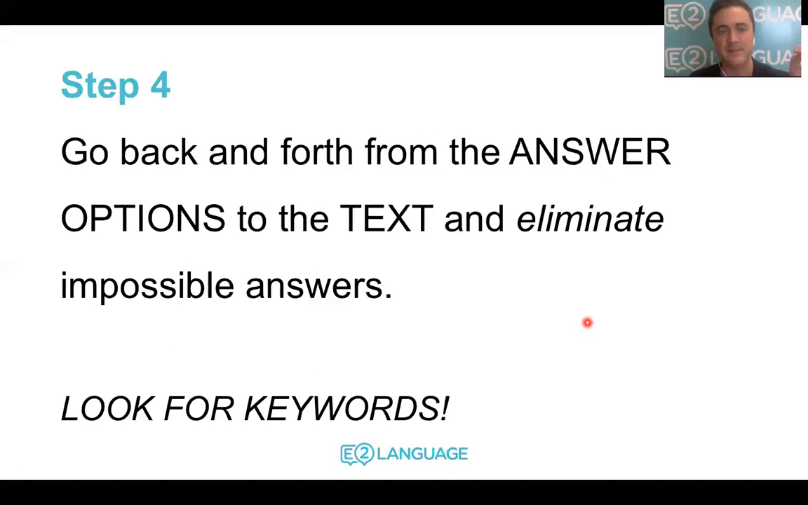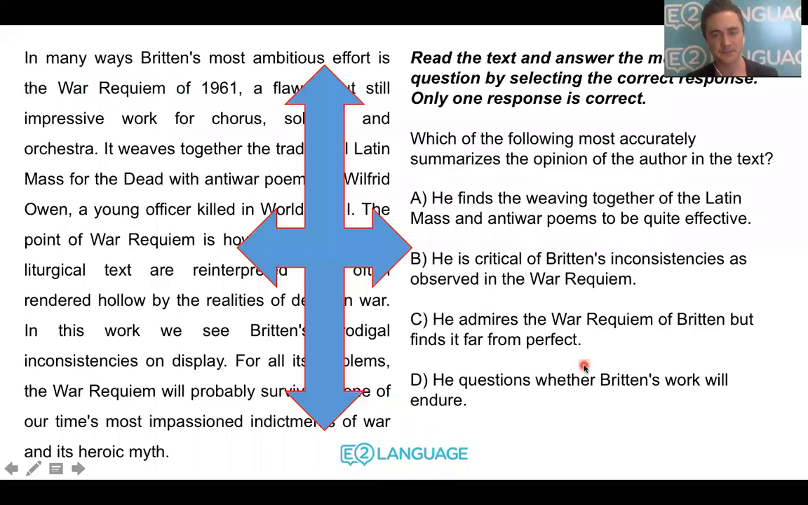That leads us to step 4, and this is critical. You need to go back and forth from the answer options to the text, and you need to start eliminating impossible answers. You need to start saying, that can't be right, that can't be right, that can't be right, that one is the only one left, and that is right. Okay, this is the safest way to answer these questions. And so we need to look for keywords.